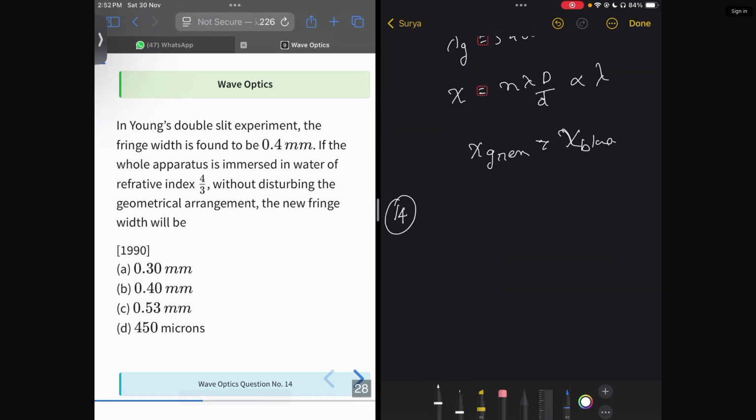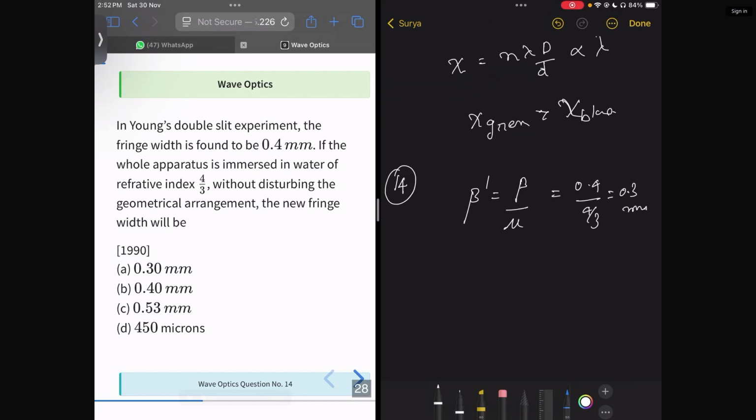In Young's double slit experiment, the fringe width is found to be 0.4 mm. If the whole apparatus is immersed in water of refractive index 4/3 without disturbing the geometrical arrangement, what will the new fringe width be? There is a relation between the new fringe width and the old fringe width: division by the refractive index. So 0.4 divided by 4/3 will be 0.3 mm. Option A.